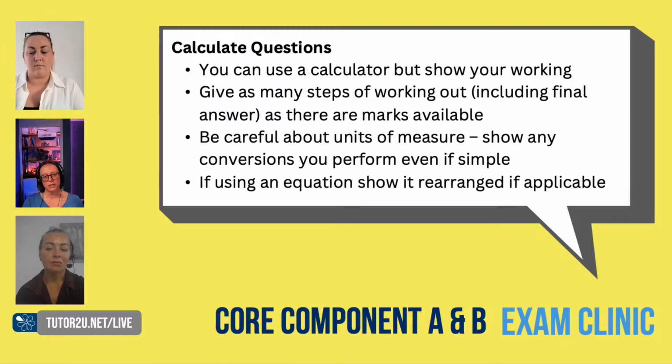It's really important that you show all your working out though, because there are marks available for working out on paper B. So you might have a question that asks you to calculate magnification, for example, and it might be worth 4 marks. So one of those marks will be for your final answer, but the other 3 marks could be for steps that you show in your working out. So look at how many marks there are, make sure you've got as many steps of working out as there are marks available, including your final answer.